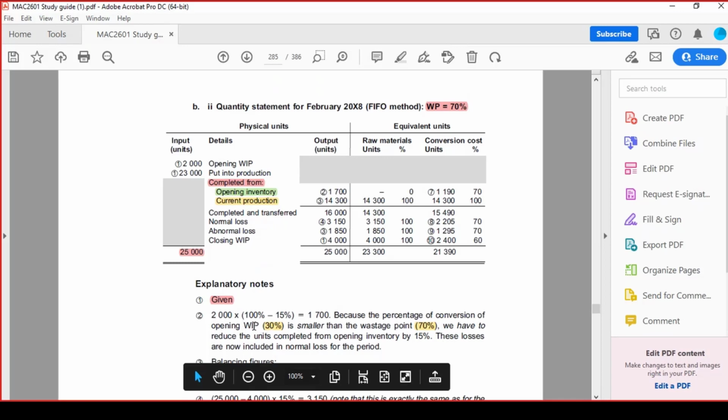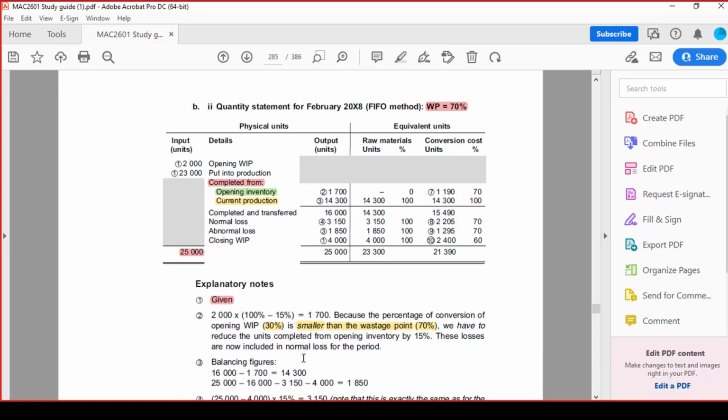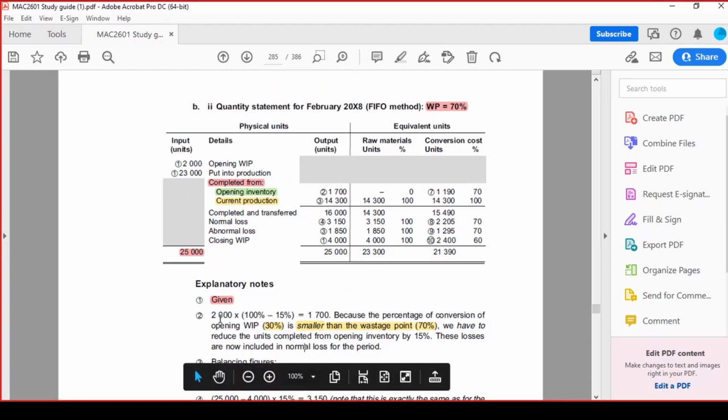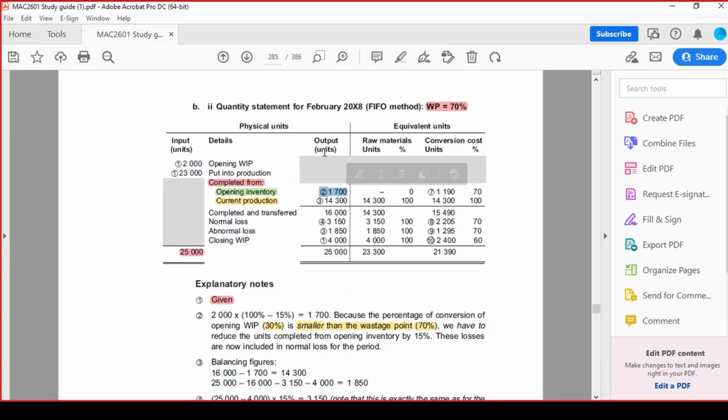The rule says that if your opening WIP percentage is smaller than the wastage point, you need to deduct. So you take this 2,000, multiply it by this 15%. Let's calculate that: 2,000 multiplied by 15% is 300. So you take the 2,000 and say 2,000 minus the 300. That will be your output units. Here it is.